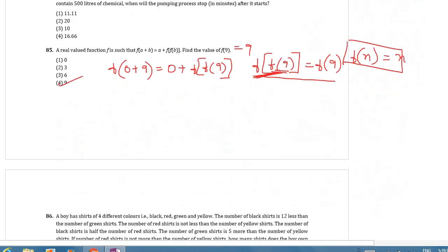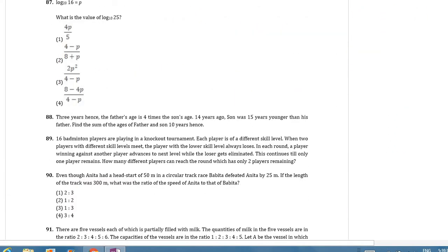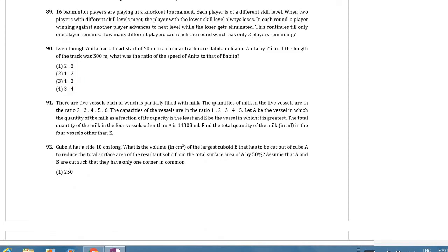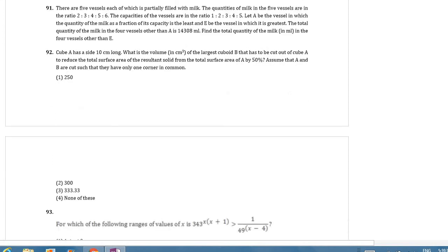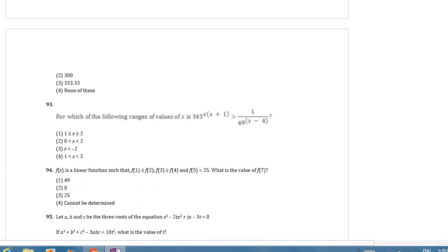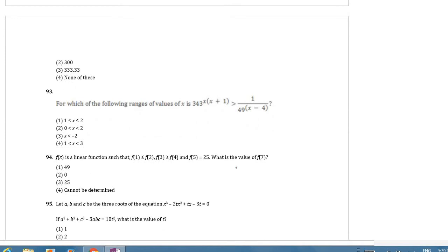Finally, we move to question 94, which we'll look at very quickly. See here again a concept of functions comes into play. So it is what is known as a knowledge based question, but can be solved orally. The first thing to remember here is that f(x) is a linear function.